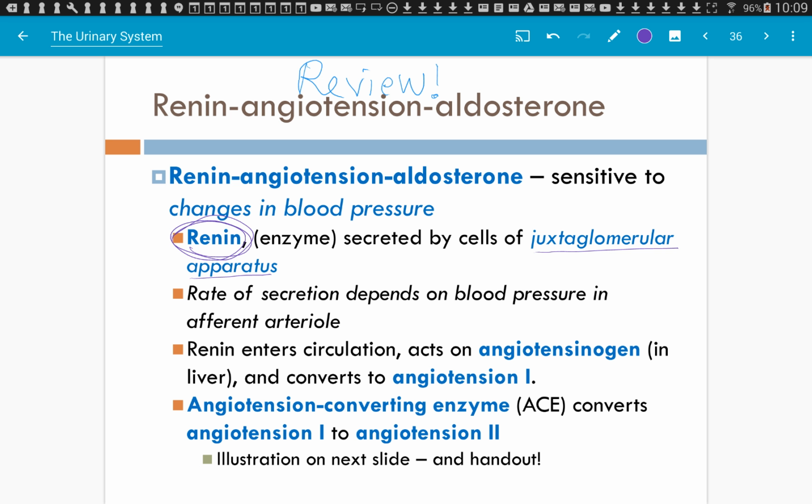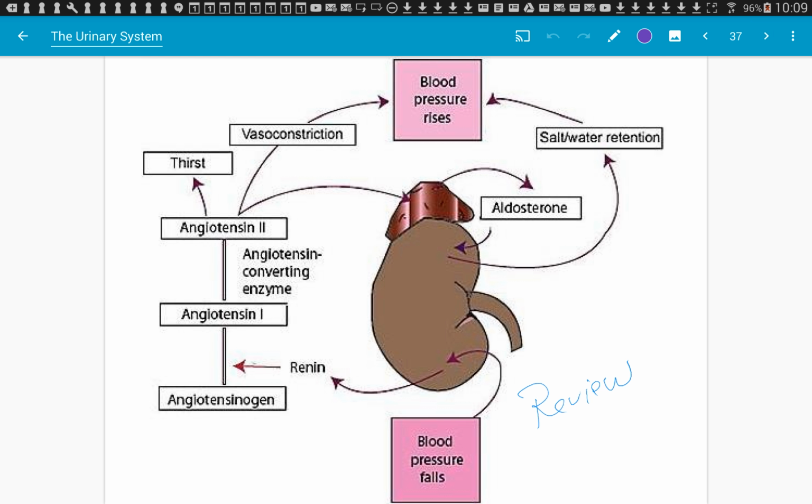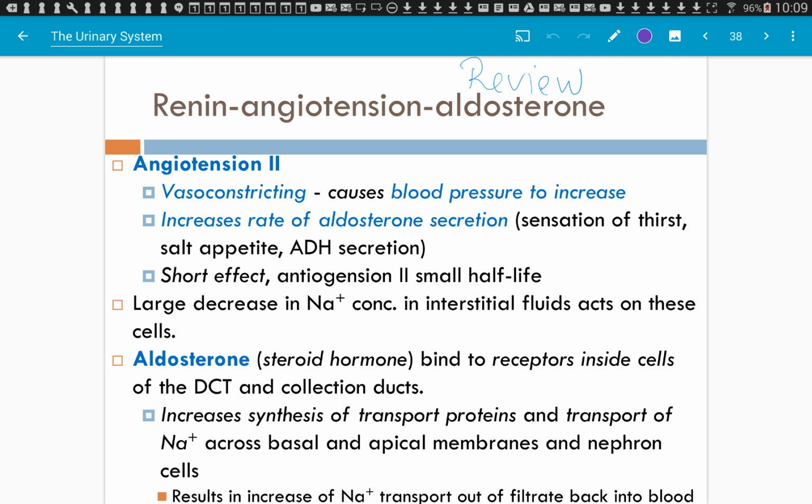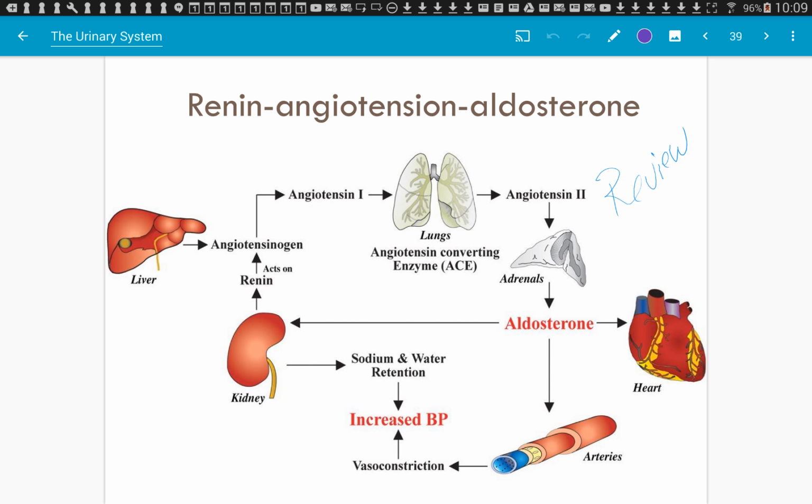And so if renin is produced in the kidney and it's released into the bloodstream, then it starts that whole cascade of reactions. Here's this picture I don't like as much. Let me see. This is a better picture.